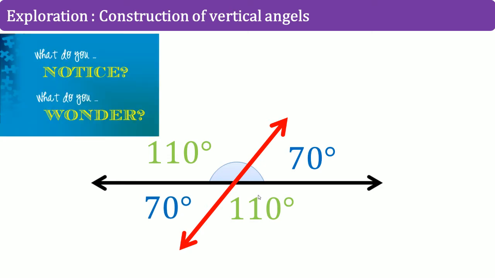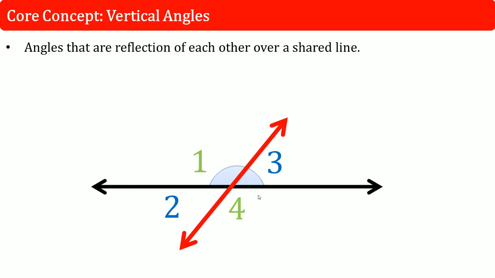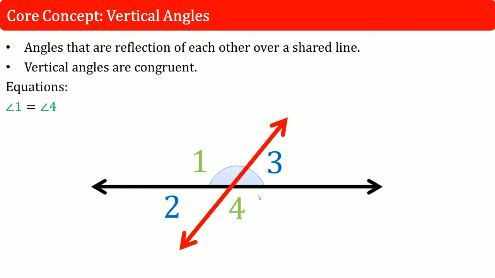If you notice or wonder something interesting about these angle measurements, you're going to notice that they all make linear pairs. The angles are just reflections of each other over the transversal line. The vertical angles are congruent. So in this case, the equations would be angle 1 and angle 4 are congruent. Angle 4 and angle 1 are also congruent. Angle 3 and angle 2 are congruent, and angle 2 and angle 3 are congruent. Why? Because they are just reflections of each other.